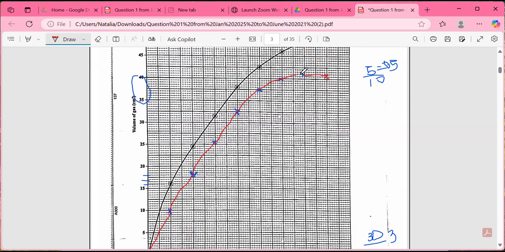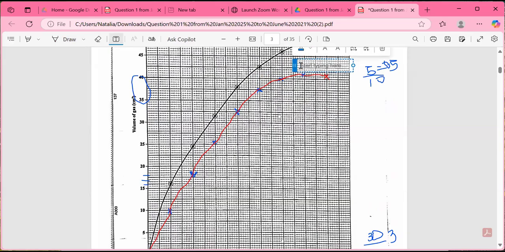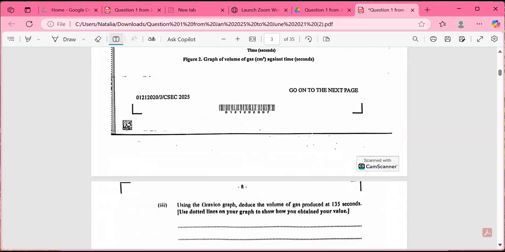And because we have two things there on the graph, we're gonna label this. All right, let's go.